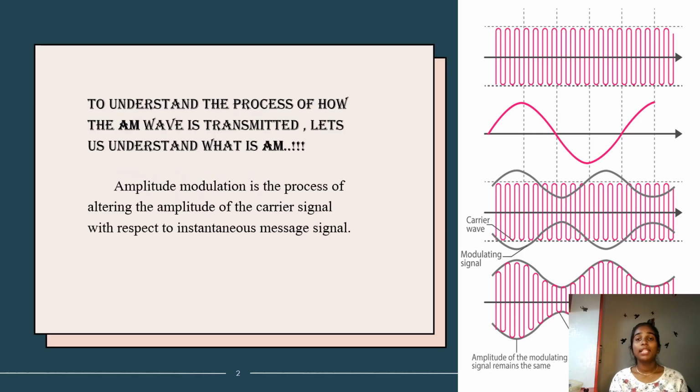Now let us understand what amplitude modulation refers to. Amplitude modulation is a simple process of altering the amplitude of the carrier signal with respect to its message signal, or we can also call it the audio signal. Now let us understand it with the waveform, where the carrier wave is present and also the audio wave is present, which is then modulated, that is, the amplitude of the carrier wave is being modulated with respect to the message signal.